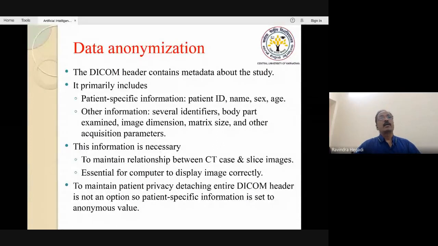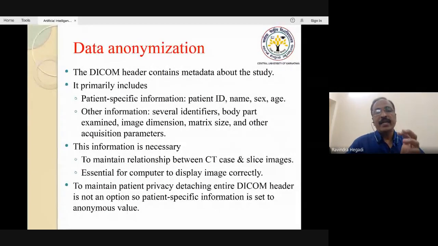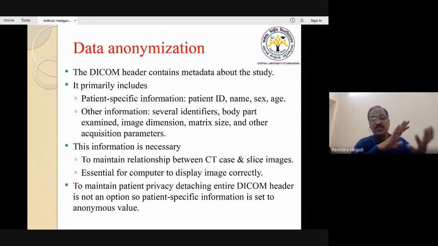Then data anonymization is very important. What is data anonymization? Data contains the patient name, age, sex. This is a violation of the personal information of the patient. The patient may go to court and claim compensation. This all happens in America and so on. In India, that generally doesn't happen, but we have to be very cautious. We have to remove this information.